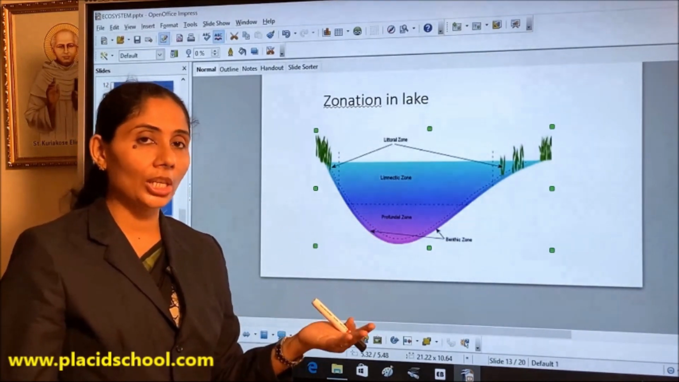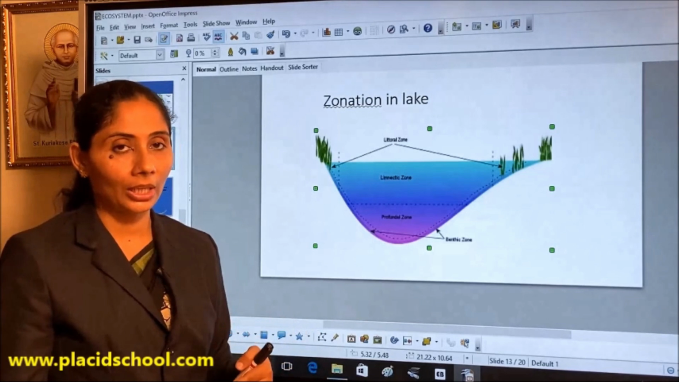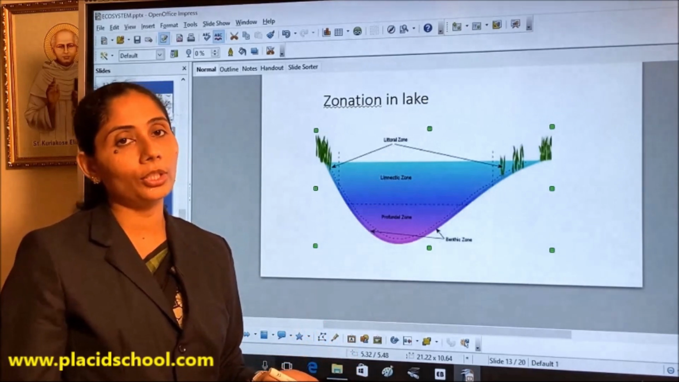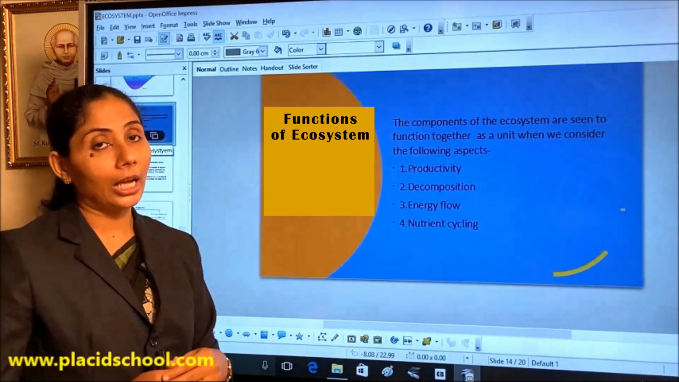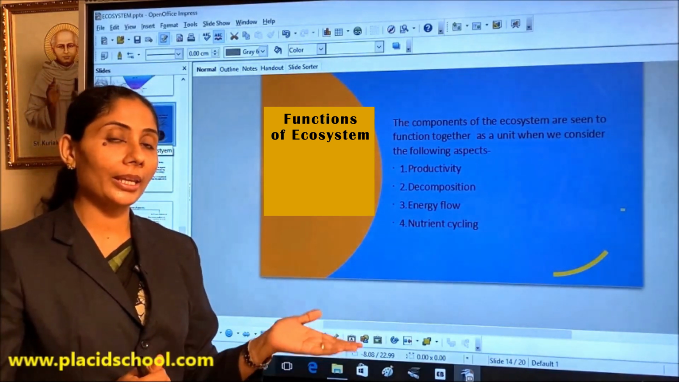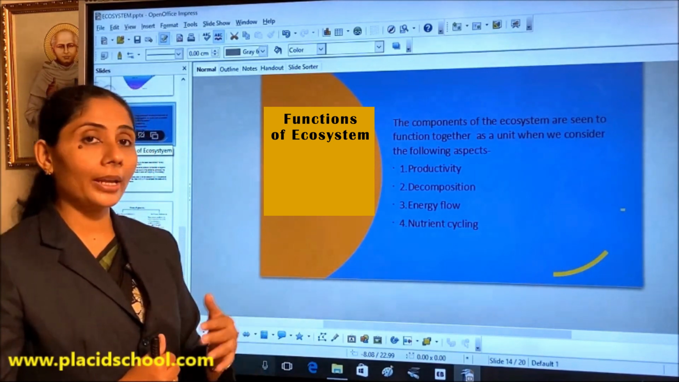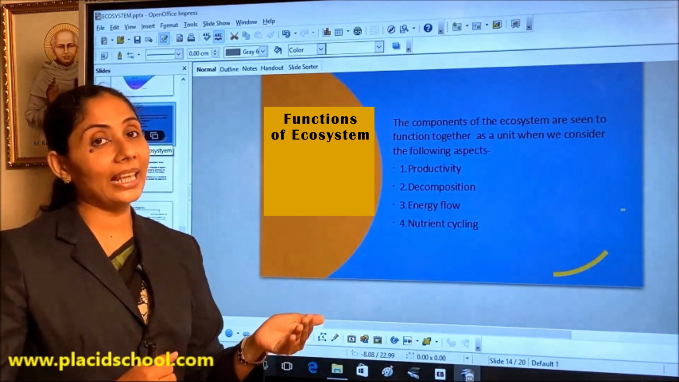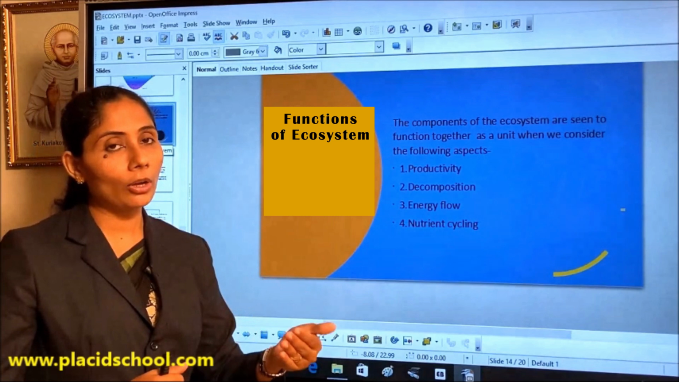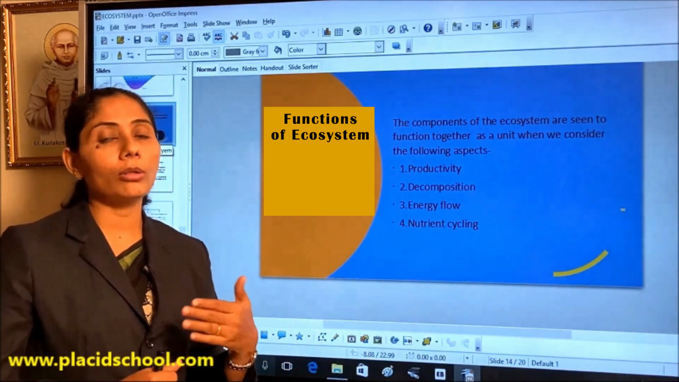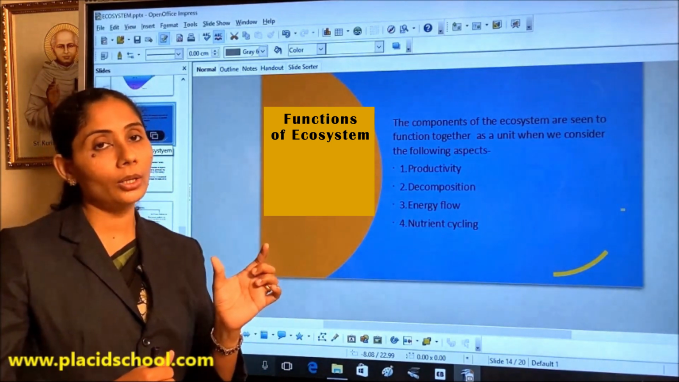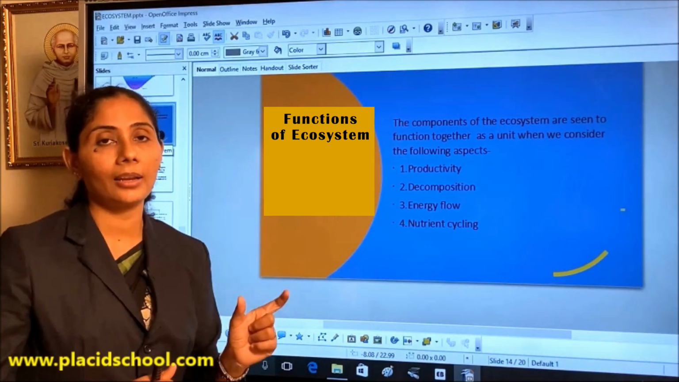So likewise, each ecosystem would have its own stratification. I hope that is clear about ecosystem structure in terms of species composition and stratification. Now, let us talk about the functions of the ecosystem. Remember the definition that I gave you in the beginning? How do you define ecosystem? Ecosystem is a self-regulated and self-sustained functional unit of nature where living organisms interact among themselves and also with their physical environment.